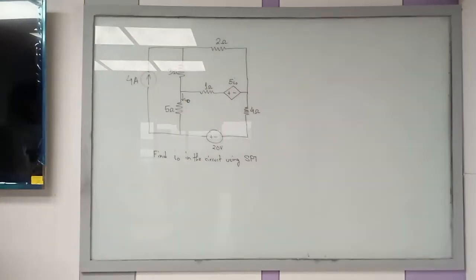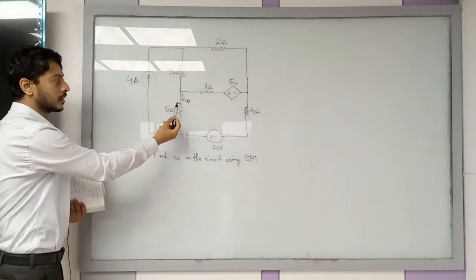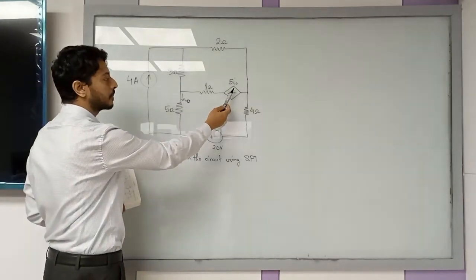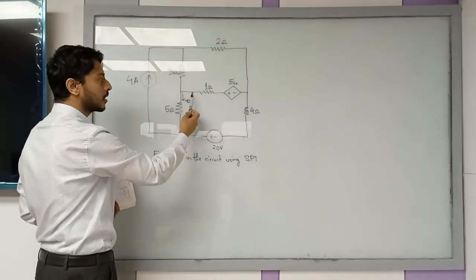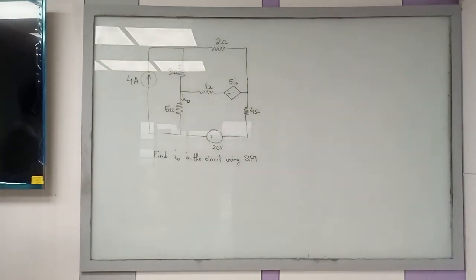Find I naught in the circuit using superposition theorem. You have to find this I naught, okay? And this source is also a dependent source, depending on this current, this source is active, okay?